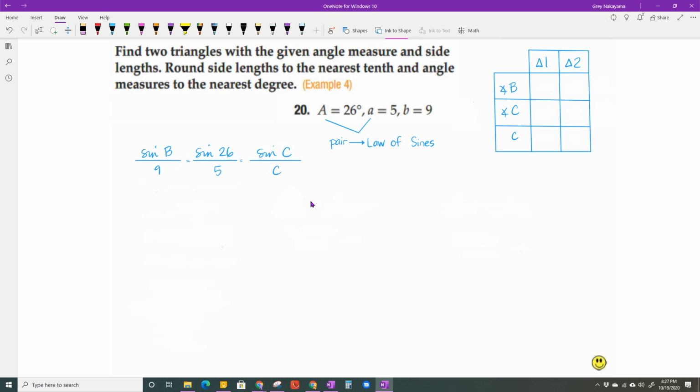Okay, starting off with this ratio, this proportion, those two ratios. Again, solve for B. Since I put it up top, all I have to do is move that 9. And so the sine of B is equal to 9 sine 26 over 5. I'm looking for the angle, so I've got the inverse sine of that fraction there. And when you put that in your calculator, you're going to get B is equal to 52 degrees. Okay, this is the hardest part. So I'm going to put 52 degrees right there.